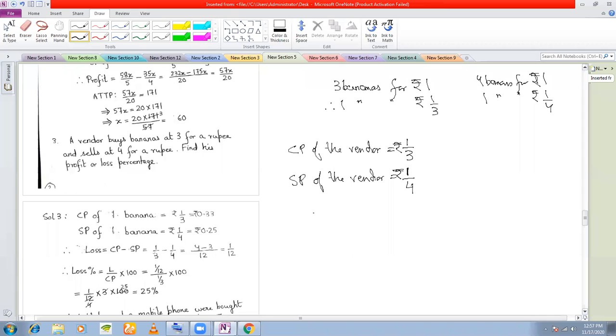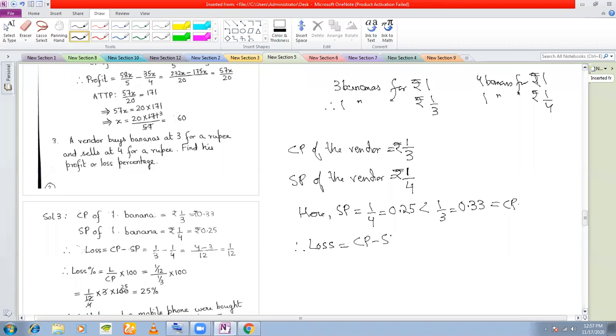Now we want to find out profit or loss percentage. The question is we have to decide whether this is a profit or a loss. So see, is 1/4 greater than 1/3? Your selling price is 1/4, right? Approximately, 1/3 is 0.33, which is greater than 0.25, which is 1/4. So that means your selling price is less than your cost price. That means he's making a loss.